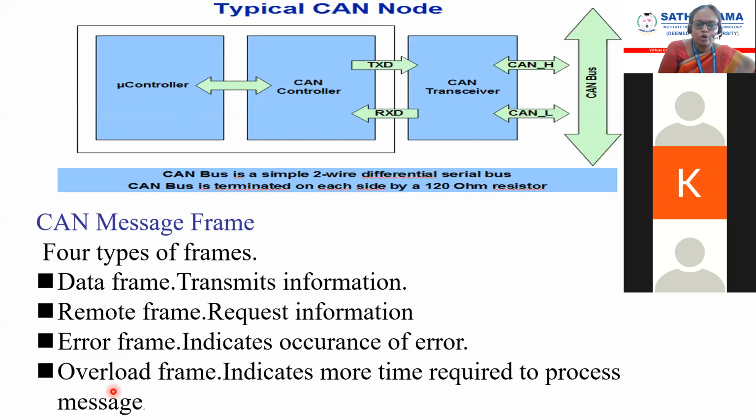Overload frame indicates that more time is required to process the message. So if I want to process more than one message, that will come under the overload frame. The data frame will transmit, the remote frame will receive, the error frame will identify the error, and the overload frame takes more time to process the message.